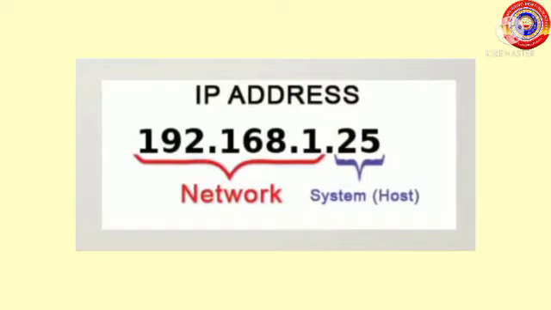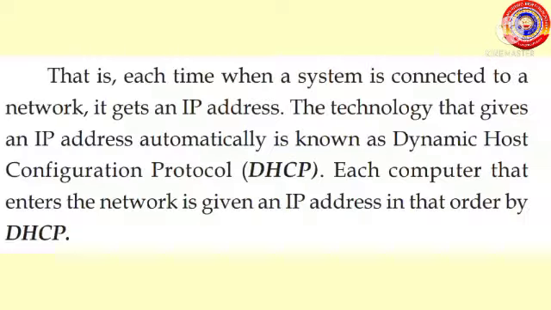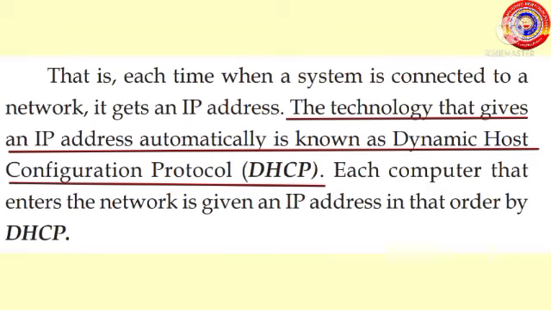But this IP address is not permanent. That is, each time when a system is connected to a network, it gets an IP address. The system will get the IP address only if it is connected to the network. The technology that gives an IP address automatically is known as Dynamic Host Configuration Protocol. Note that the full form of DHCP is Dynamic Host Configuration Protocol. Each computer that enters the network is given an IP address in that order by DHCP.